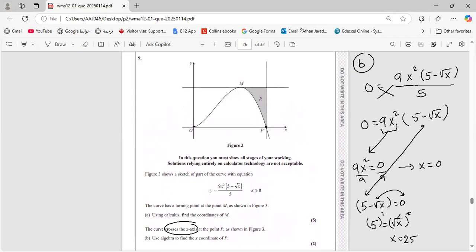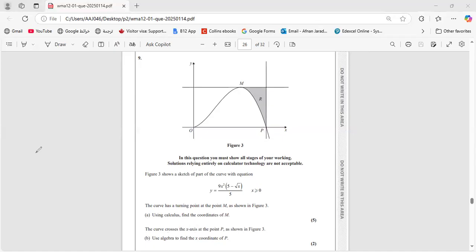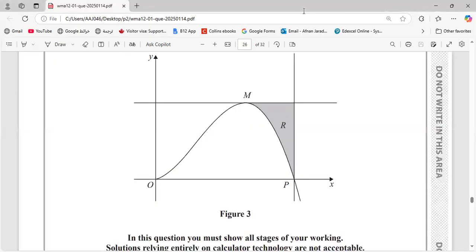Looking at this figure again, to find the shaded area, the shaded area equals what? Okay, look at this figure. You need only this area, the shaded area. So what does it equal?